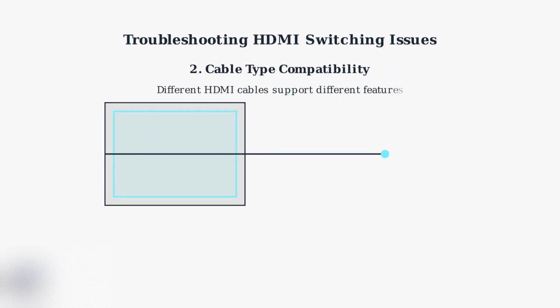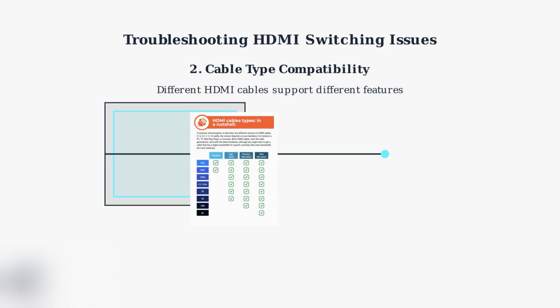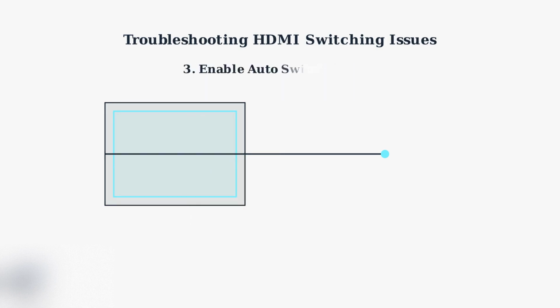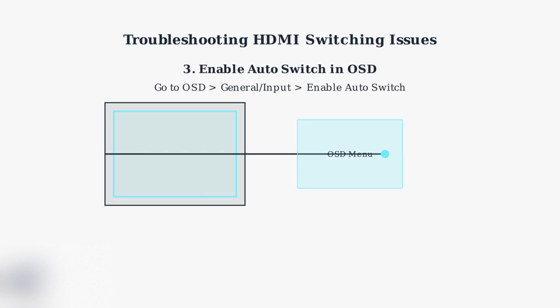HDMI cables come in different types with varying capabilities. Standard cables support basic resolutions, while ultra-high-speed cables handle advanced features like 8K and HDR. Check that your cable matches your content requirements. Check that auto switch is enabled in the on-screen display. Navigate to the OSD menu using your monitor's buttons, go to General or Input Settings, and ensure auto switch is turned on for automatic input detection.